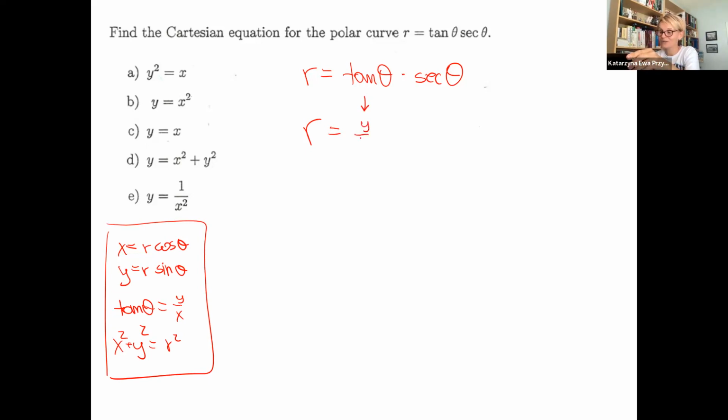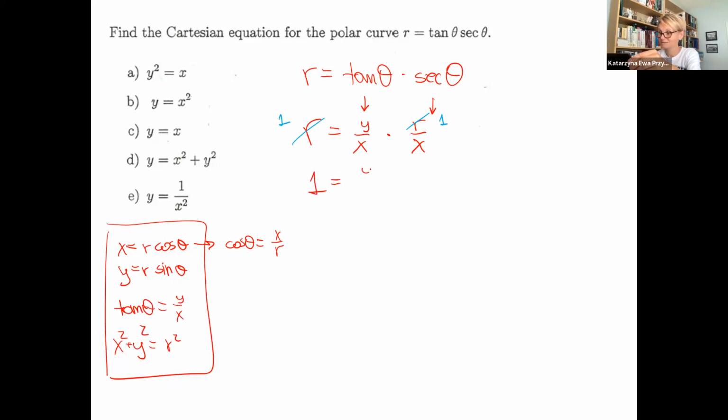Yes, actually y over x, it's fine. Okay, what about secant? We know cosine theta is x over r, then I can flip it. It's 1 over cosine. I can say r over x. And now I can divide both sides by r. It will be gone, and we're done.